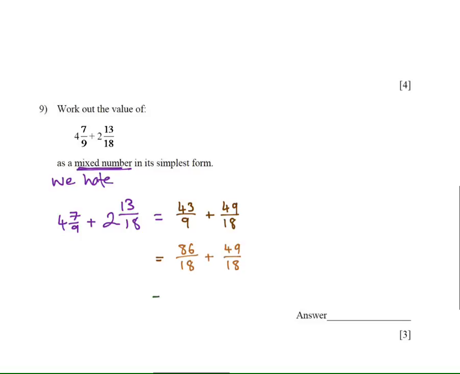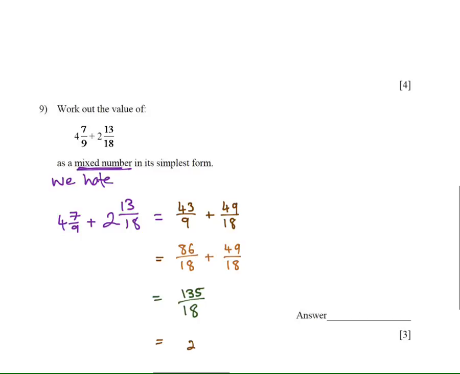At this stage we can just add them. So we have 86/18 and 49/18, giving us 135/18. Now, if you stopped here, you should have lost a mark because it asked for its simplest form. There is a common factor of 9 between numerator and denominator.